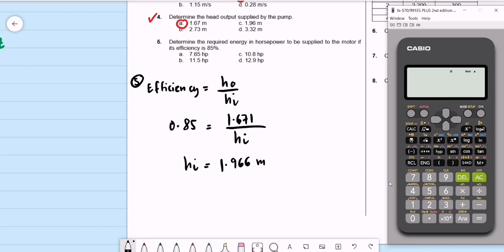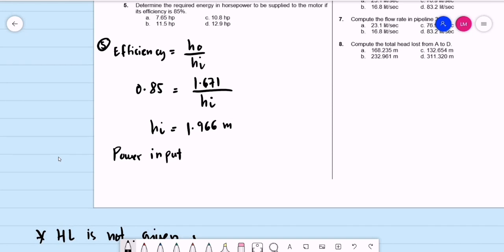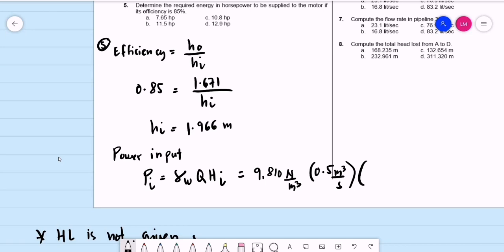Okay. So how do we compute for the power to be supplied? That is the power input. We are computing for the power input. How do we compute for power? P is equal to the unit weight, if this is water, so we are using the unit weight of water, times the discharge, then multiplied by the head. If we are looking for the power input, then we are using the head input. The required unit is horsepower. Gamma water is 9,810 newtons per cubic meter. Then multiplying the discharge, given as 500 liters or 0.5 cubic meter per second.